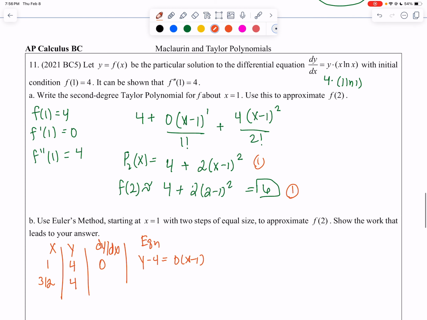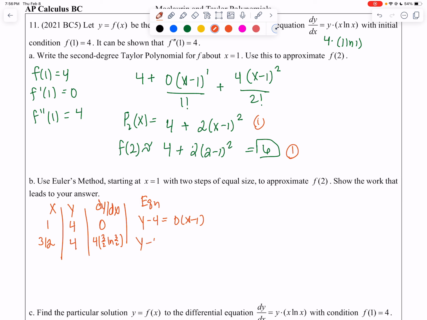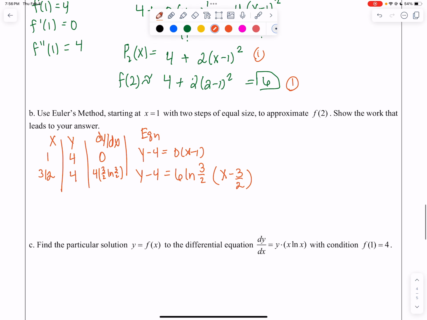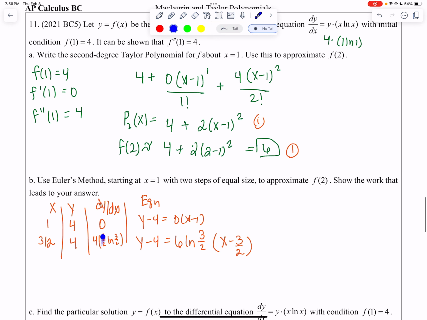Now my dy/dx is this lovely thing right here. So if I'm going to plug that in, I'm going to have 4 times 3/2 ln of 3/2. So then my equation of the tangent line is going to be y minus 4 is equal to 6 ln of 3/2 times (x minus 3/2). Now the reason why I said 6 was because 4 times 3 is 12. 12 divided by 2 is 6. Can't just simplify that.